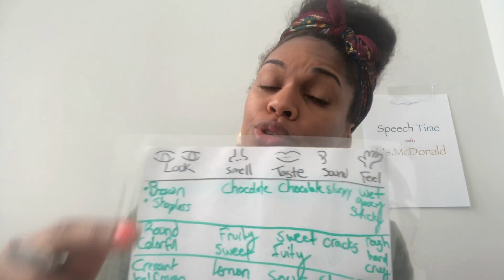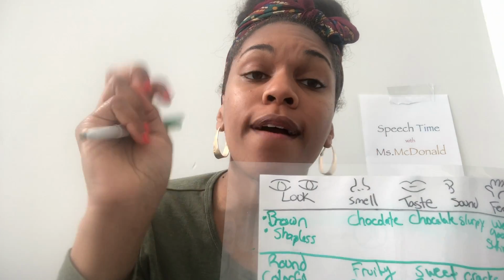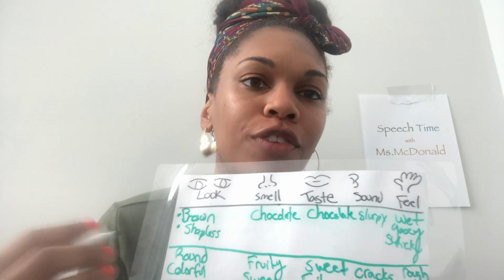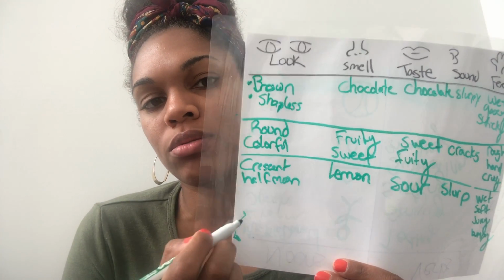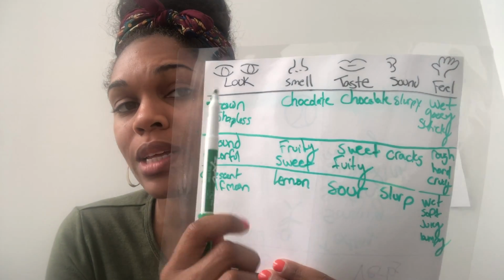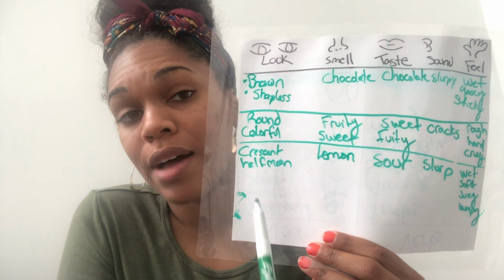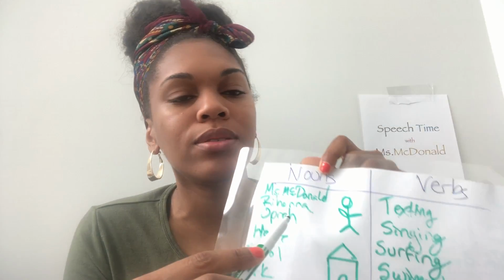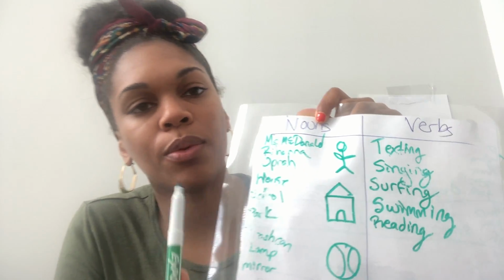I hope you wrote down your chart of nouns and verbs and adjectives. For homework, what I want you to do is take a picture of this and send it to me. I want you to describe 2 more foods. Go into your fridge, go into your mind and think about your favorite foods, and give me 2 more. Tell me what it looks like, smells like, tastes like, sounds like, and feels like. So you'll have 5 total. On this side, I want you to give me 3 more nouns and 3 more verbs.